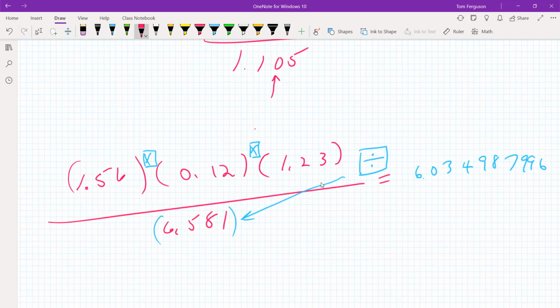Okay, so now we're multiplying and dividing. Now we need to determine the significant figures of each number. So how many sig figs does 1.56 have? 3. What about 0.012? How about 1.23? 3. And how about 6.581? 4. Okay, so our answer is going to have how many sig figs? 2.